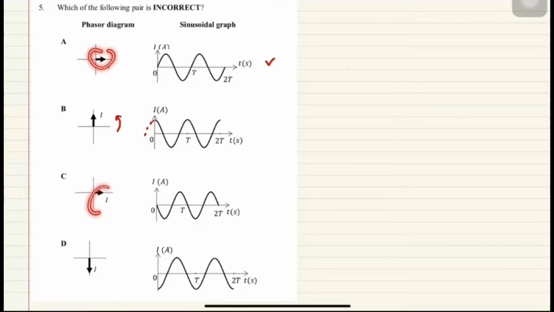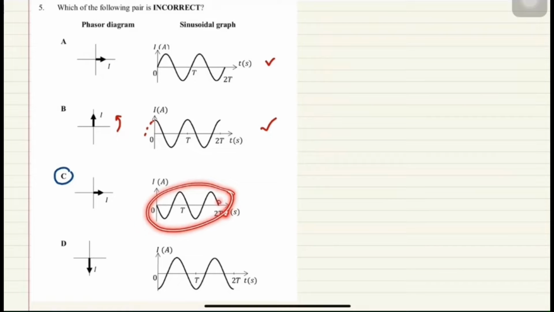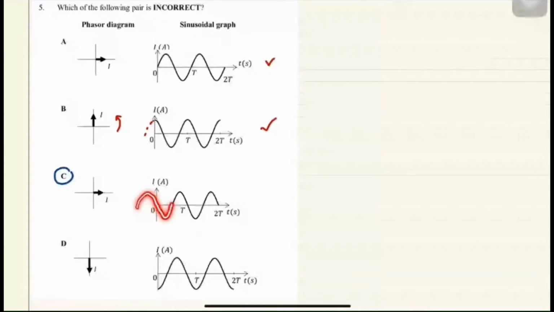And C, the position is the same as the one above, but the graph is inverted. So this one is wrong. So the answer is actually C. If I want to draw the phasor diagram to represent this one, it is actually here. It means it is early by 180 degrees, or early by pi. So the graph will look something like this. For example, it moves early. So it becomes like this. It should be here.